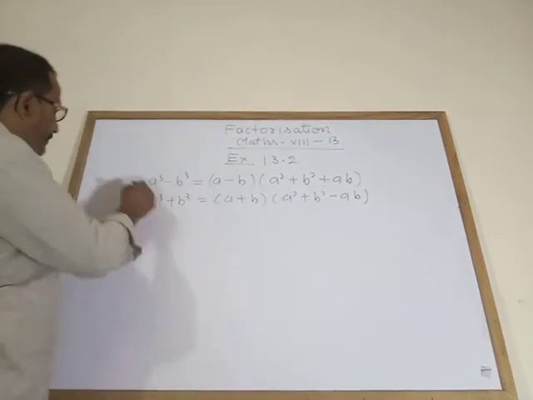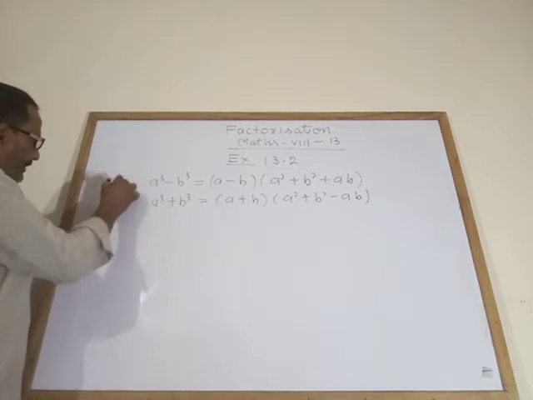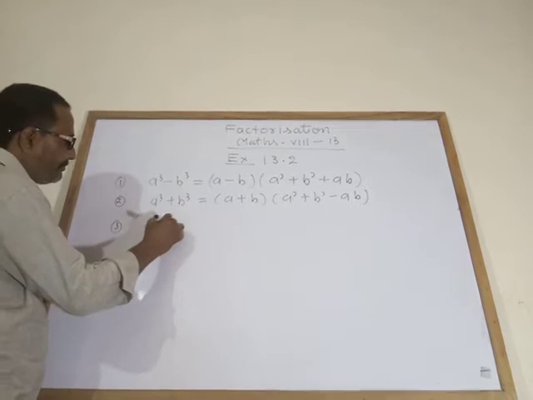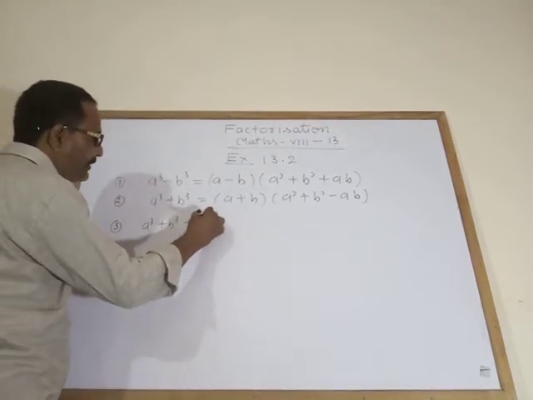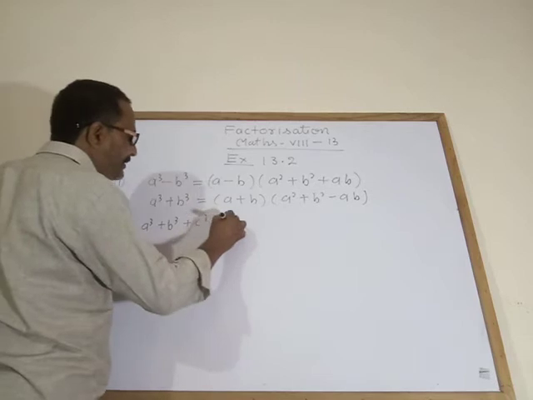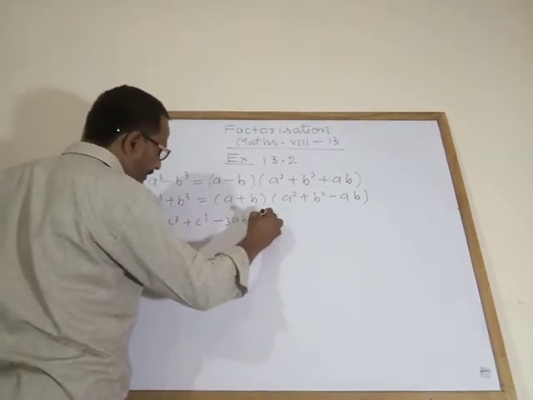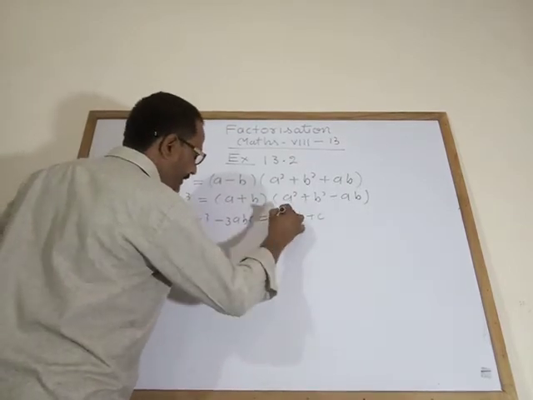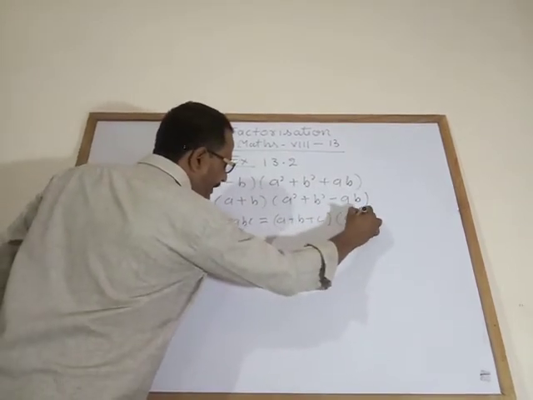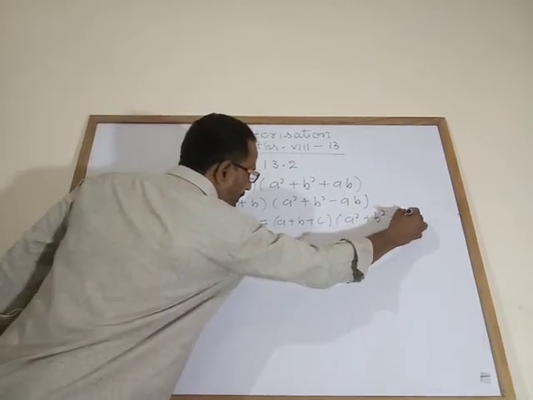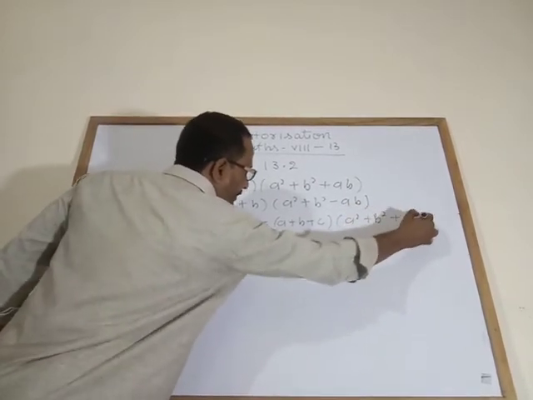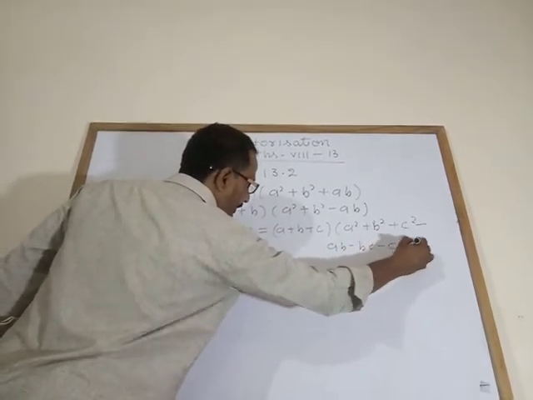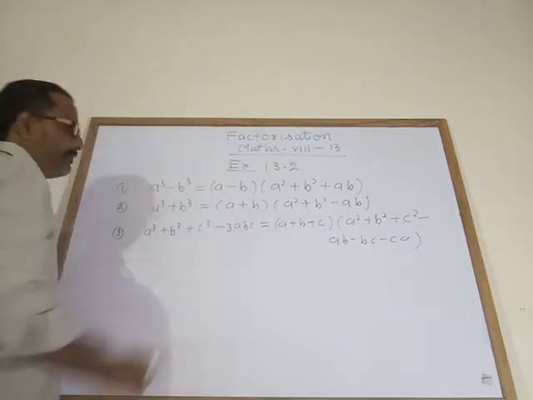Now another formula, the third one: a cube plus b cube plus c cube minus 3abc is equal to (a plus b plus c) in other bracket a square plus b square plus c square minus ab minus bc minus ca. This is the third formula.